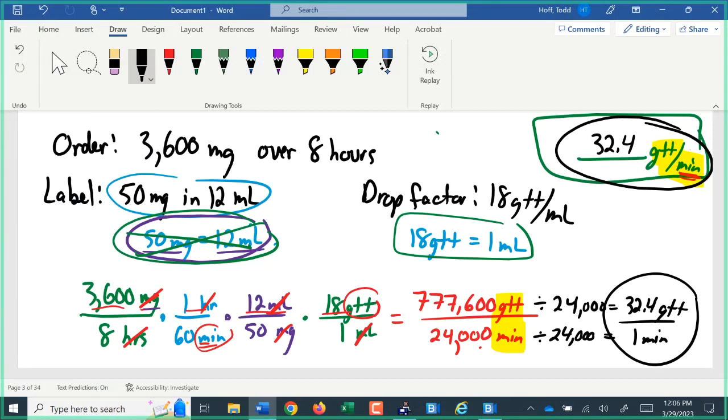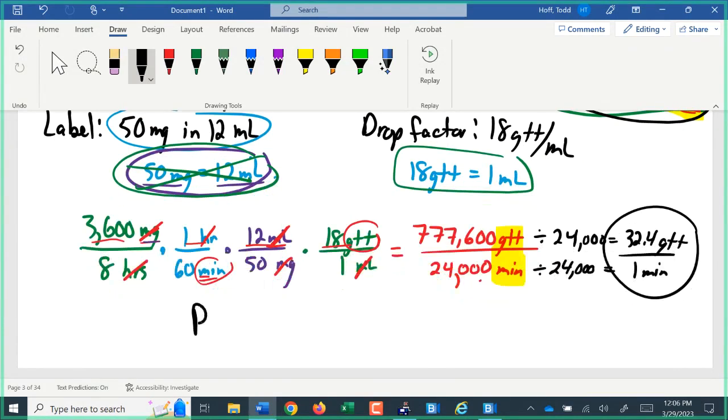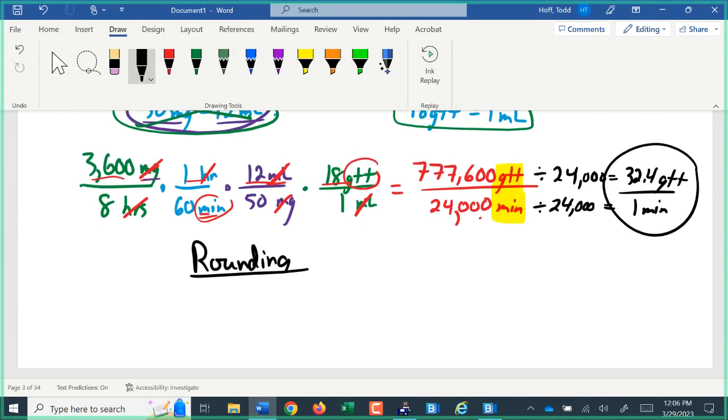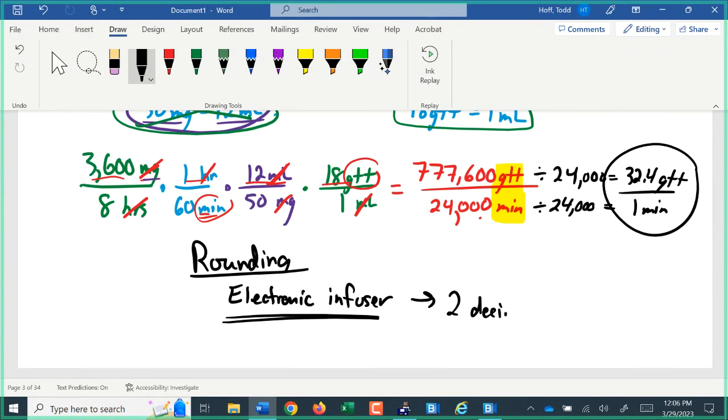So a note here on rounding again. We'd mentioned calculating to 2 decimal places. If this is an electronic infuser, if we're setting up that electronic infuser, most electronic infusers go to 2 decimal places. So we could enter that as 32.40 drops per minute. And the electronic infuser would handle that just fine.